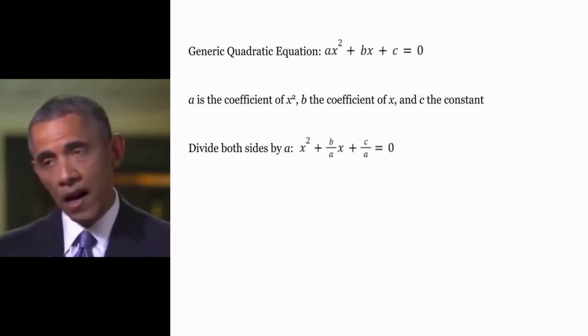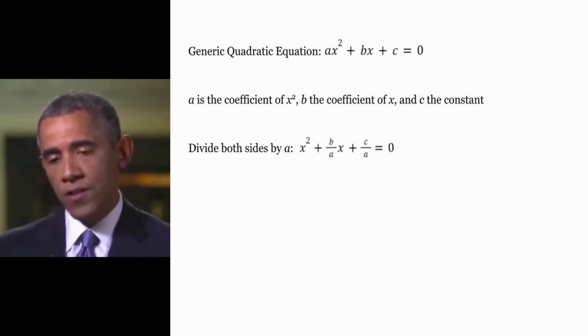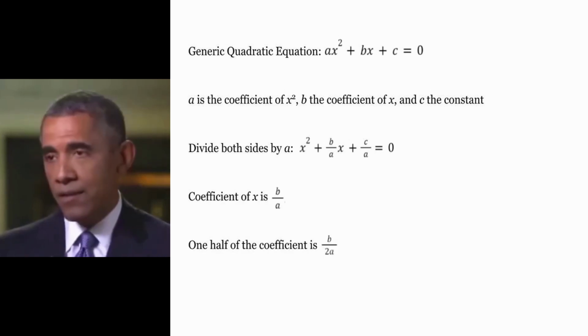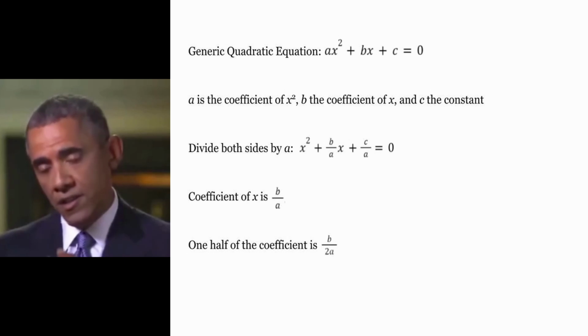The first thing we will do is divide both sides of the equation by a, which gives us x squared plus b over a times x plus c over a is equal to 0. Now the coefficient of x squared is 1. It will be easier to complete the square.